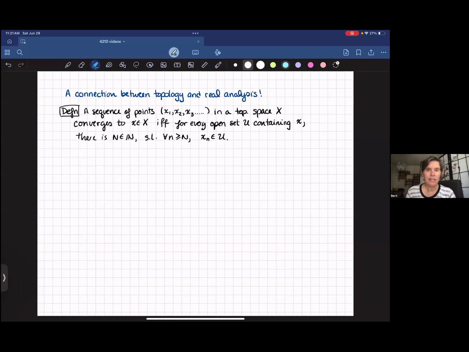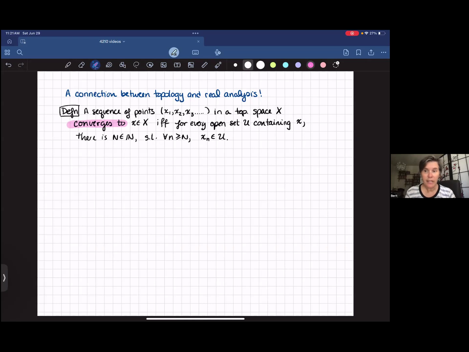A sequence of points in a topological space X converges to little x in capital X. So converges to is the term that we're defining here. A sequence converges to little x if and only if for every open set U containing x, there is a capital N in the natural numbers such that for all little n greater than or equal to capital N, x sub n is an element of U.